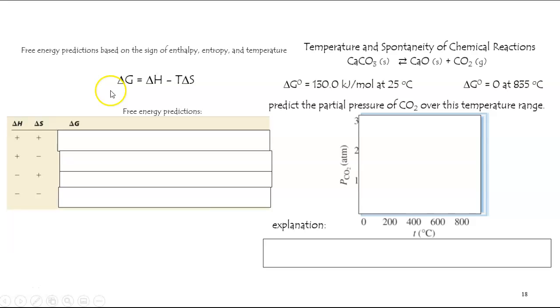This is a formula that was developed by Josiah Willard Gibbs in the 19th century at Yale University in New Haven, Connecticut, and I live about 10 miles from there. Okay. It states that if you want to figure out if a process is spontaneous, just figure out if this delta G value is negative.